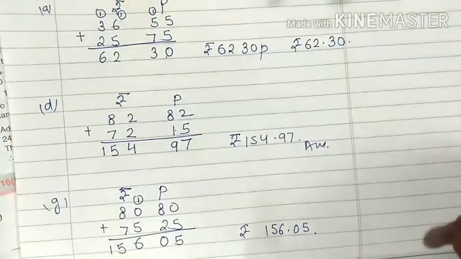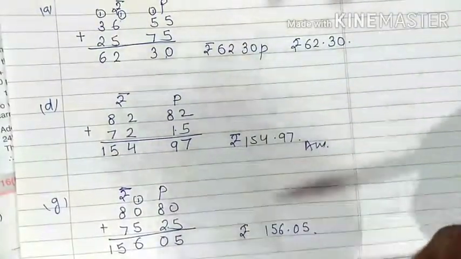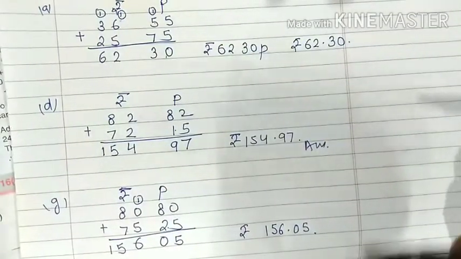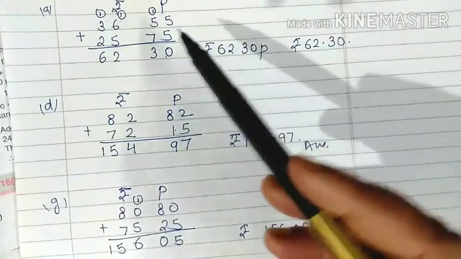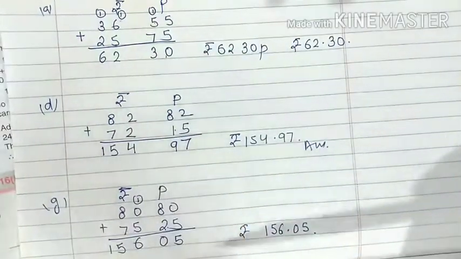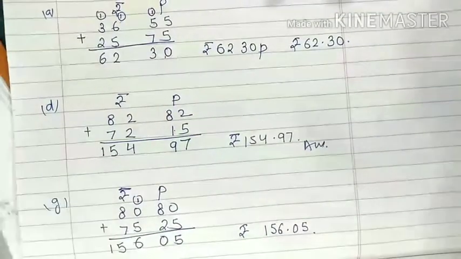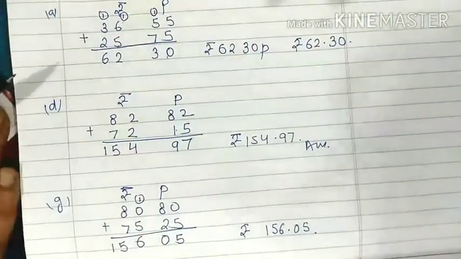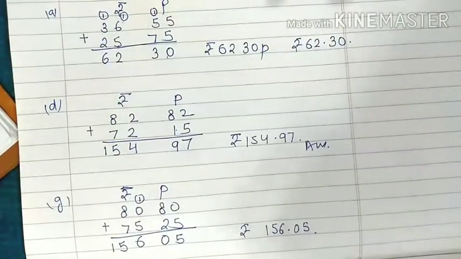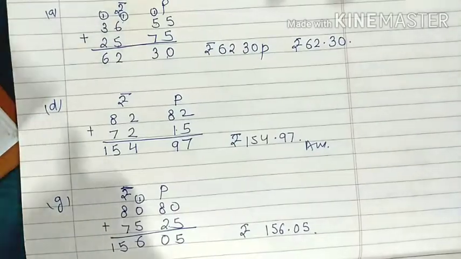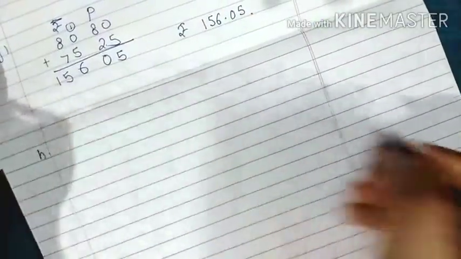I am giving 1 minute, just write the sums in your classwork copy. Okay, I have done A, D, G. Another sum, let's do H. So that 4 sums I have done and another 4 sums you people are going to do. There are other sums also. So let's do one by one. H. Let's do H.